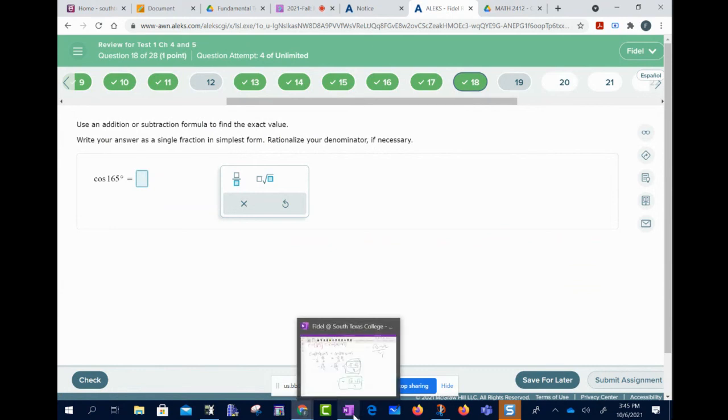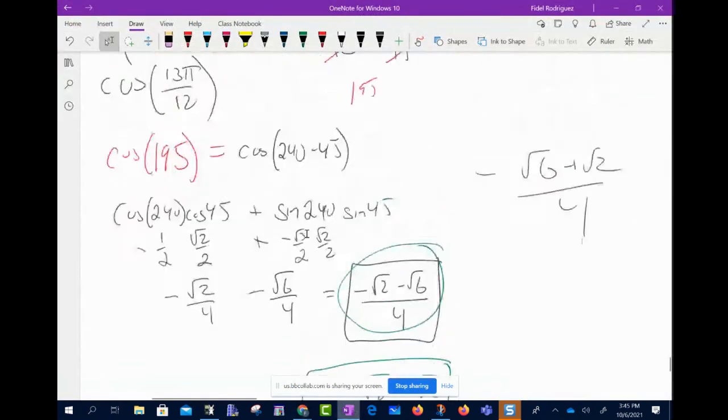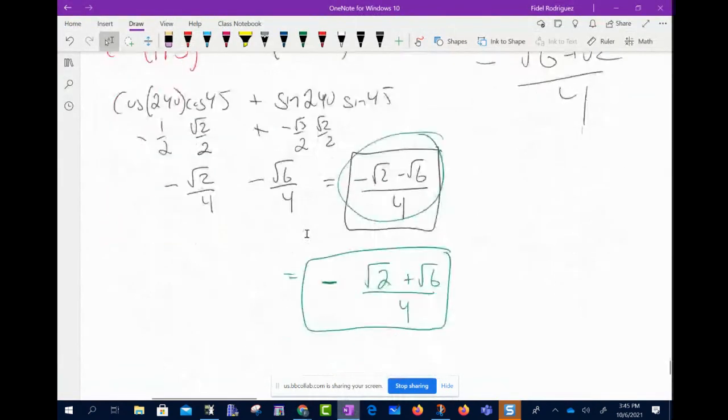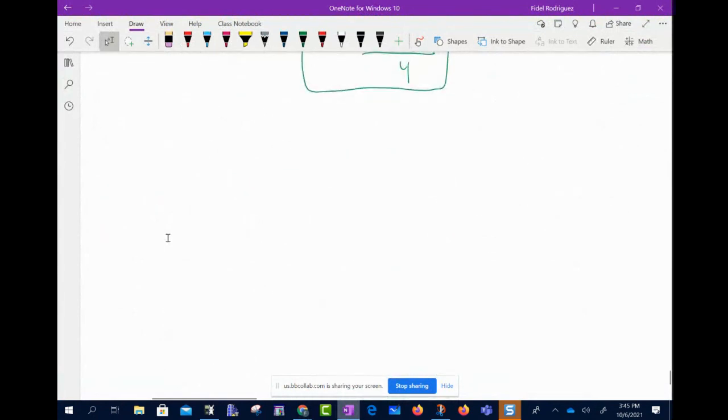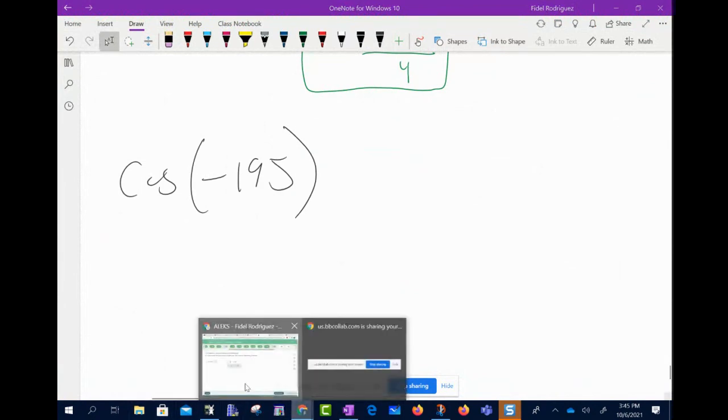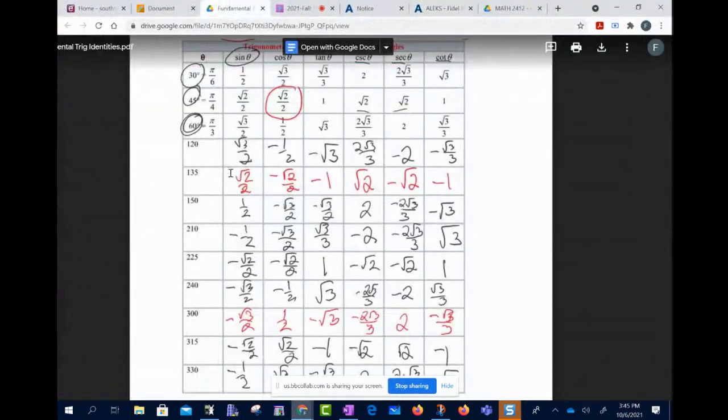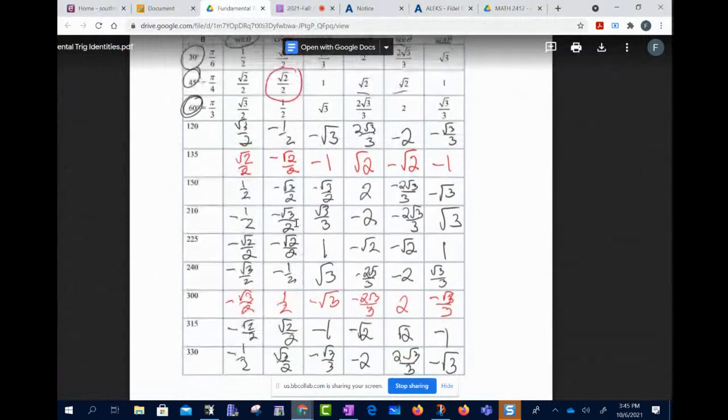I'm gonna try one more thing. I don't know why this is coming out so crazy. We came up with 195. I want to see something here. If I did the cosine of negative 195, it shouldn't make any difference. It really shouldn't make any difference. I just think it's a bug or something.